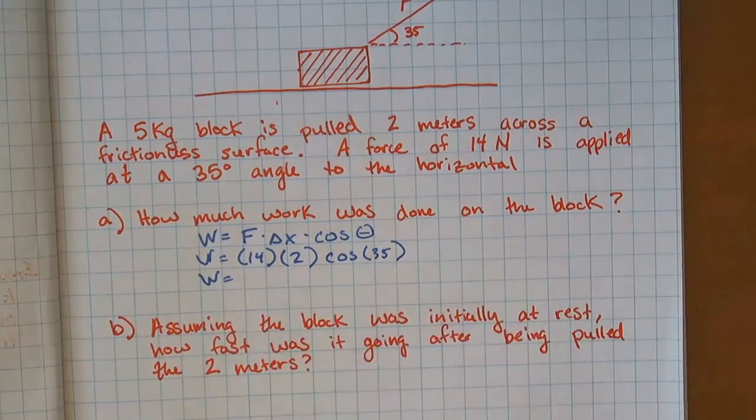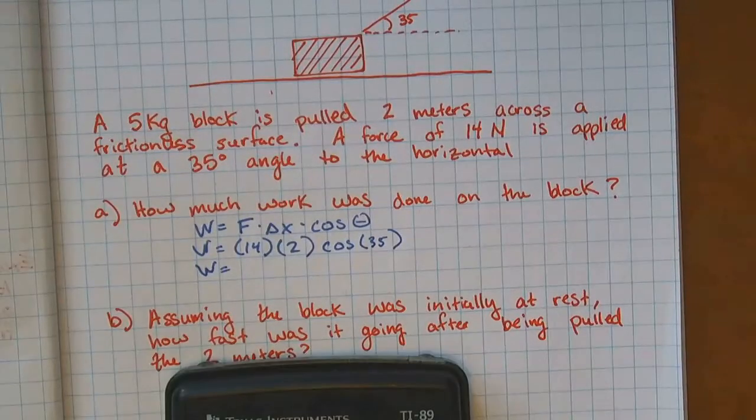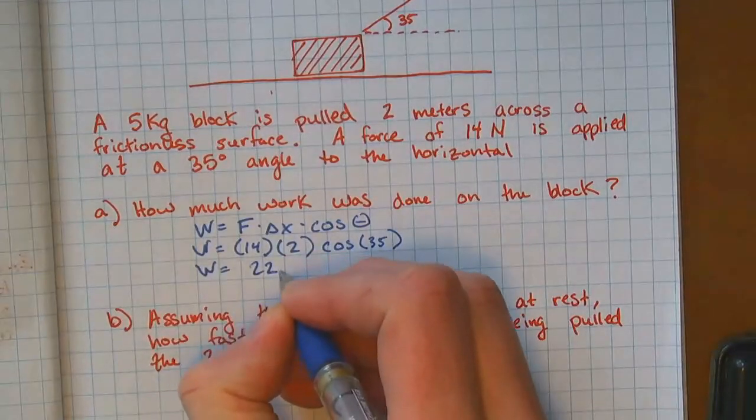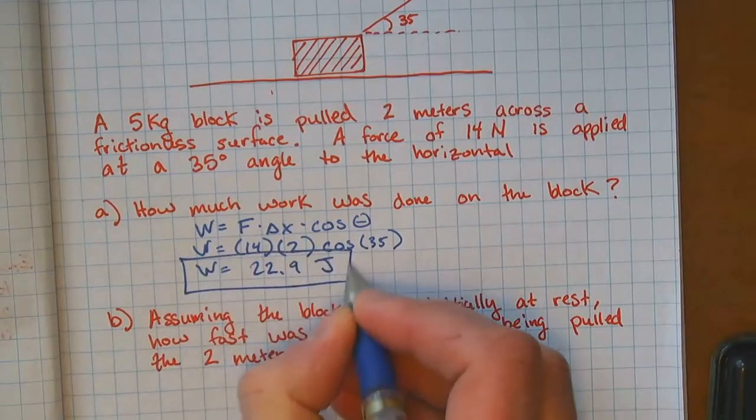So work is equal to 14 times 2 times the cosine of 35 degrees. And that's going to give you 22.9 joules. 22.9 joules. So there we go.